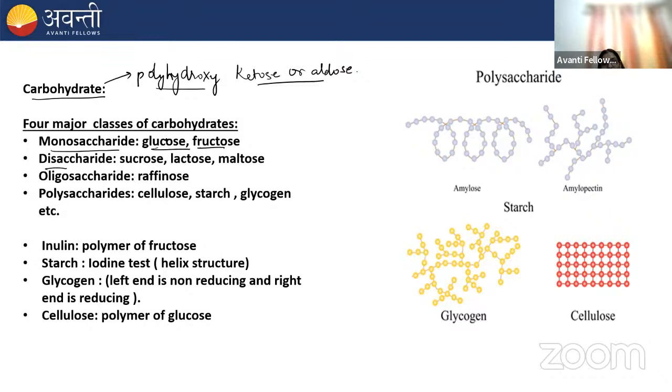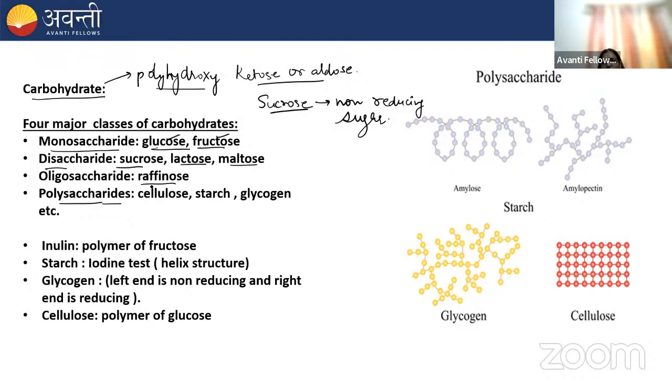Monosaccharide examples are glucose and fructose. Disaccharides are sucrose, lactose, and maltose. Sucrose consists of two units: one is glucose and the second is fructose. And remember, sucrose is a non-reducing sugar. Remember this point also. If I say non-reducing, that means the reactive group is not present at the end, or the reactive group is not free. Okay. Oligosaccharide is raffinose.